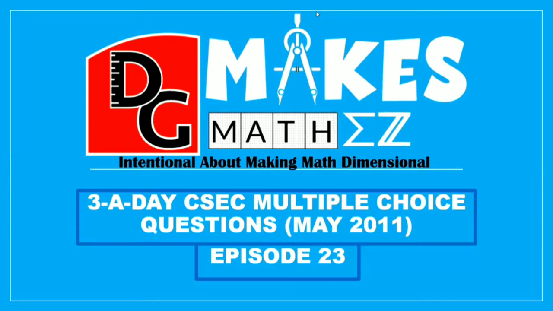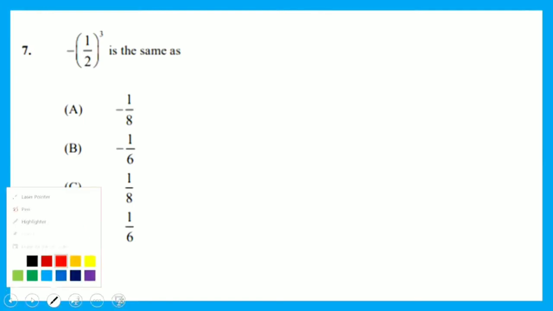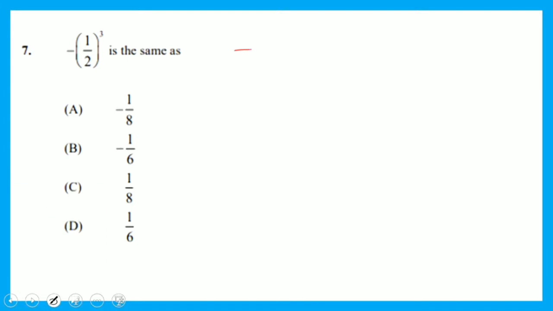All right, let's get straight into the questions. The first one for today says, negative a half cubed is the same as, and we are supposed to find that answer. So it's a negative of whatever the answer is when you find a half cubed.